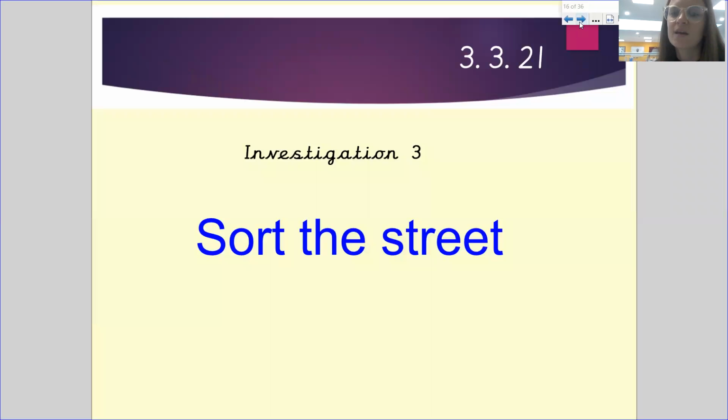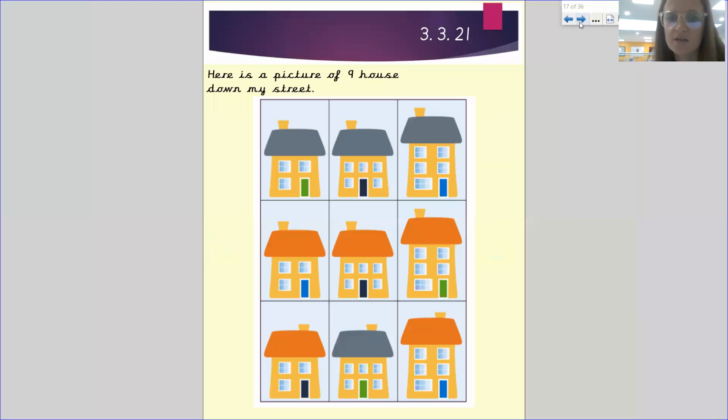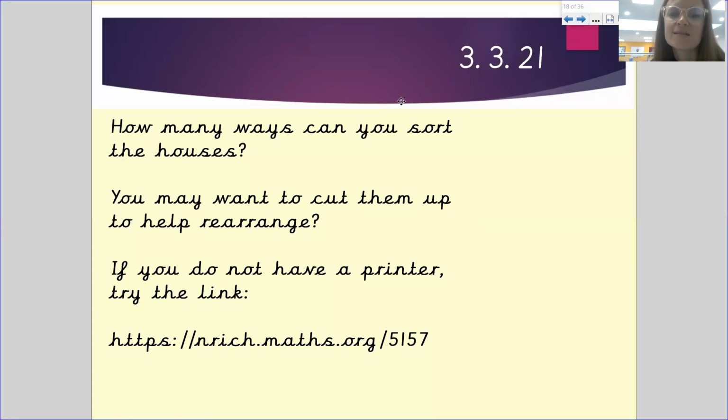Right. Today's investigation, as mentioned, is looking at sorting. So in front of you, you have got 9 houses that are down the street. And what you are going to be required to do is to look at these houses and see how many different groups you can sort them in. So usually when we are sorting things, we sort by some kind of characteristic. So it could be height, it could be roof color, it could be where the doors are, it could be the windows. So my question to you today is, how many different ways can you sort these houses?